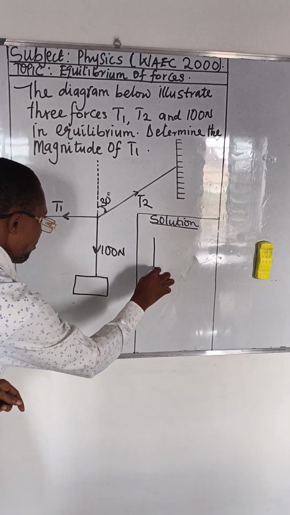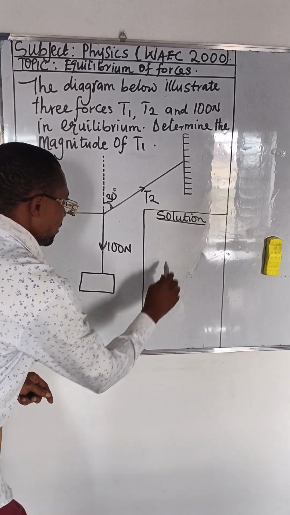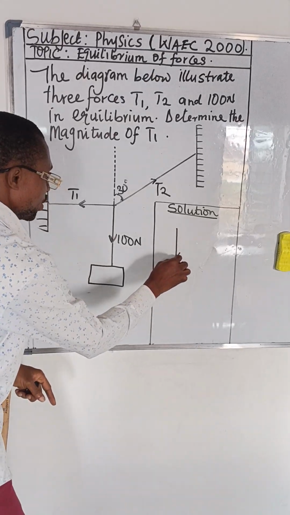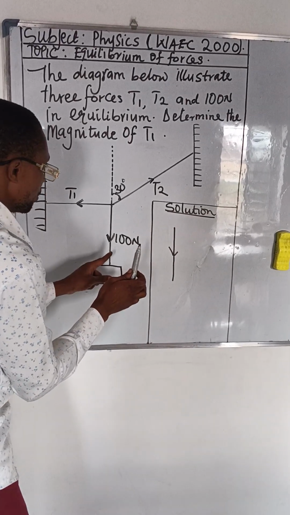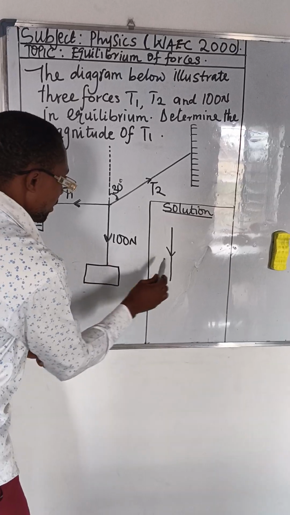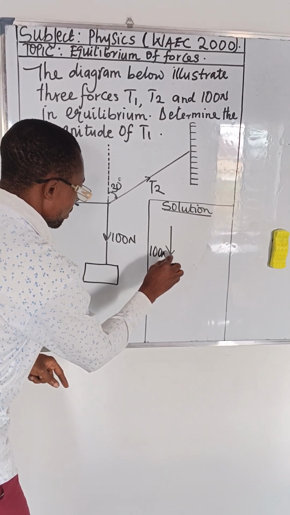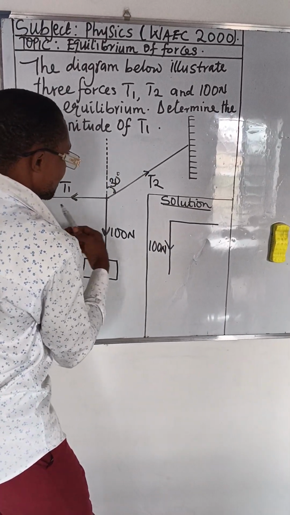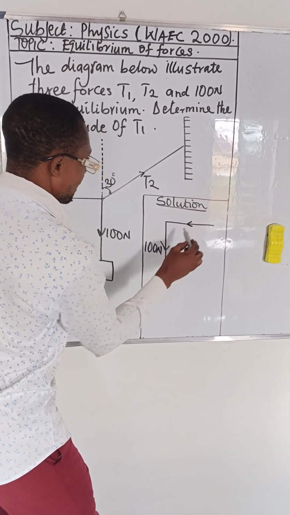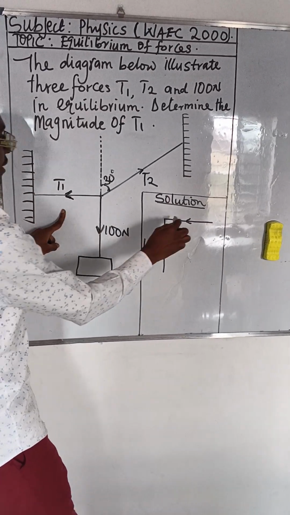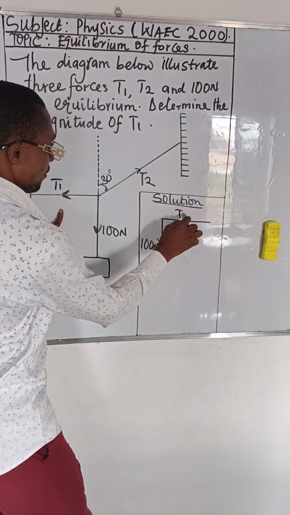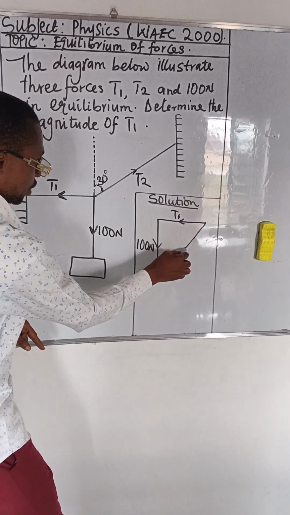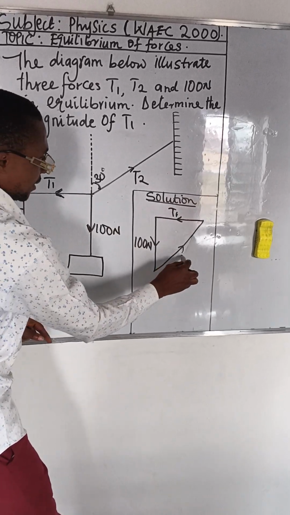Now I will have the first one here. There's one that moves straight like this line. Direction is all you use to know which one you're talking about. This one is 100 Newton. There's one that moves towards my right hand side. It moves like this, and if you see it here, this is T1. And there's one that moves like this, towards that side. This is T2.